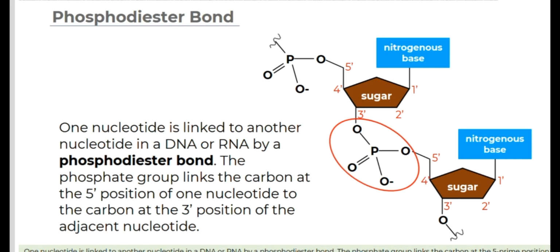Phosphodiester bond. One nucleotide is linked to another nucleotide in DNA or RNA by a phosphodiester bond. The phosphate group links the carbon at the 5' position of one nucleotide to the carbon at the 3' position of the adjacent nucleotide.